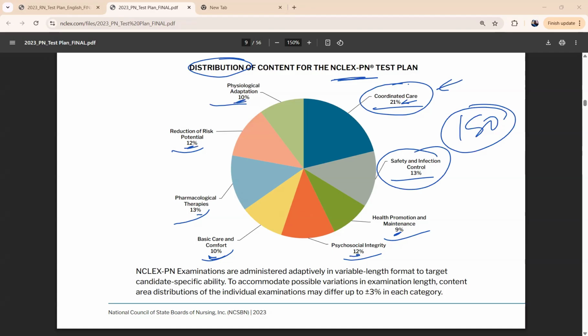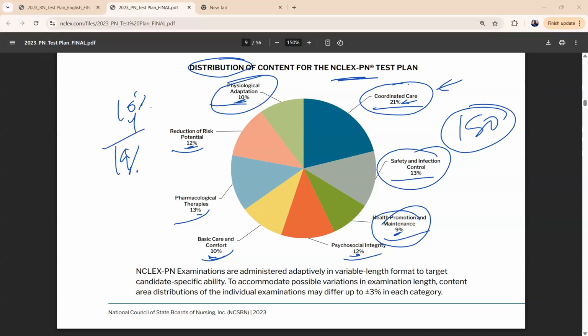Now, the reason why a lot of students fail the NCLEX exam is that they pay attention to those low areas. I've seen students say, oh, I struggle with med-surg. Guess what? People struggle with med-surg. That's physiological adaptation. That's 10%. Right. Let's say I struggle with maternity, I struggle with pediatrics. That's 9%. So that is 19% of the exam.